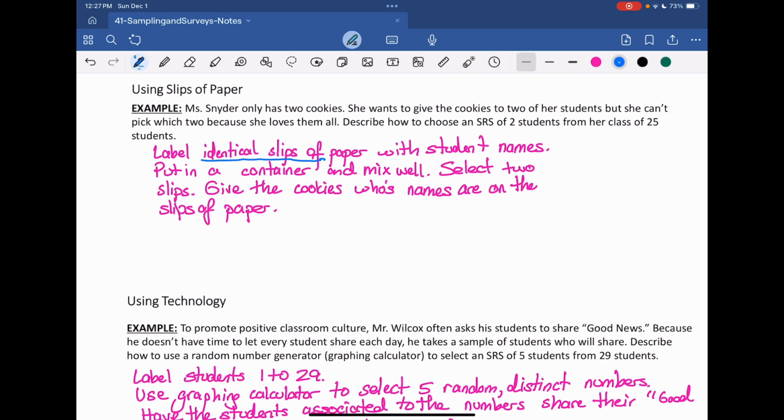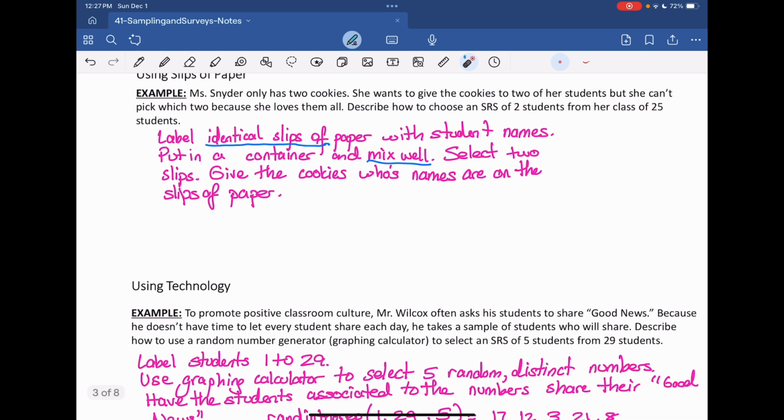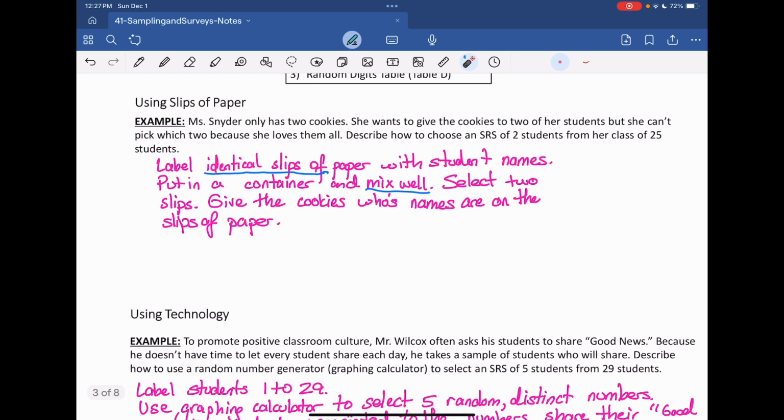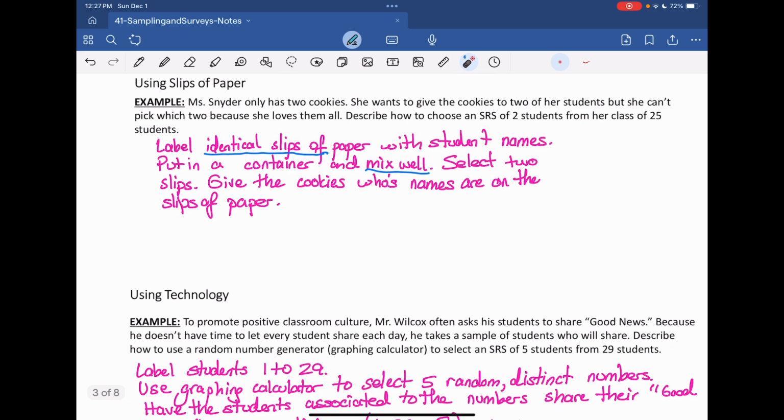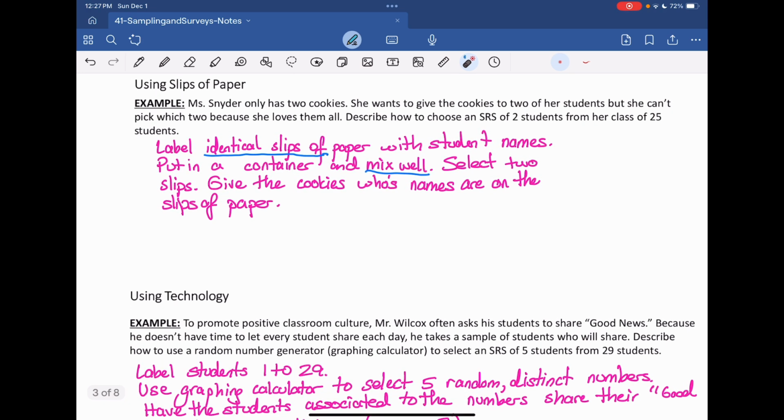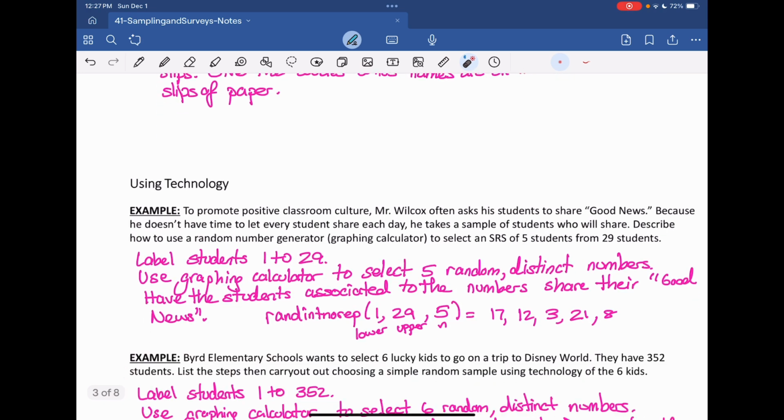Here again, the mixing well, I know it sounds silly or too simple to think about, but it is important to include because this too conveys a chance process. Then you're going to select 2 slips, and give the cookies to whose names are on the slips of paper. Done. So it's a very simple, easy way to use slips of paper to choose a random sample from a population.